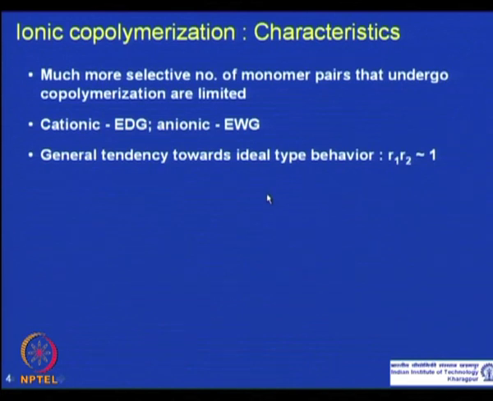So, only those monomers which have reactivity towards a cation undergo cationic copolymerization, and the monomers which have reactivity towards an anion undergo anionic copolymerization. So, the monomers which undergo ionic copolymerization, their reactivities are not too different. So, they typically or generally make ideal copolymers.